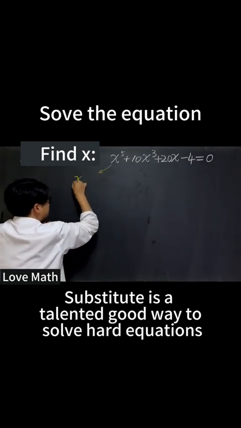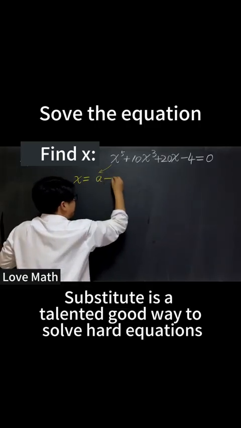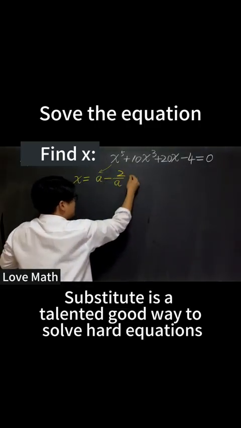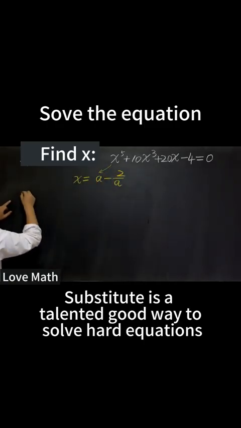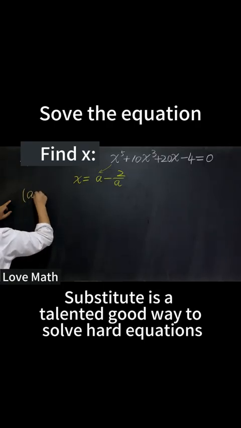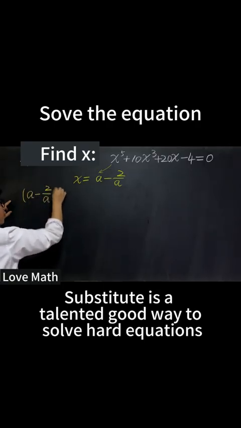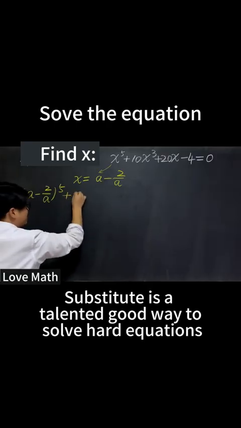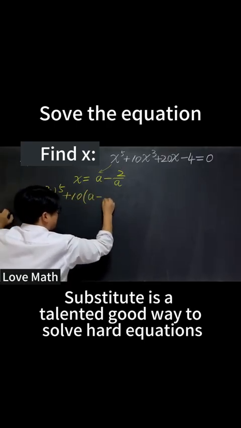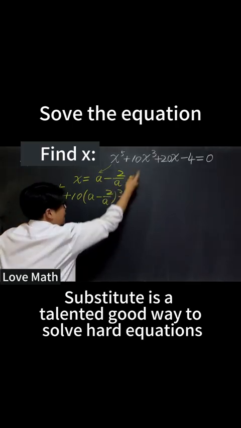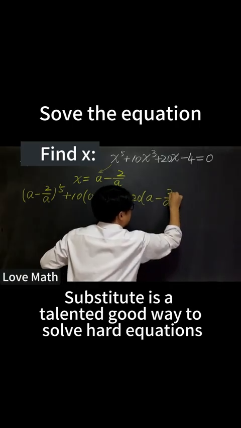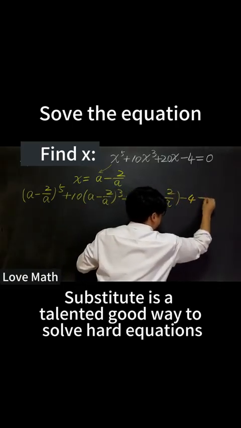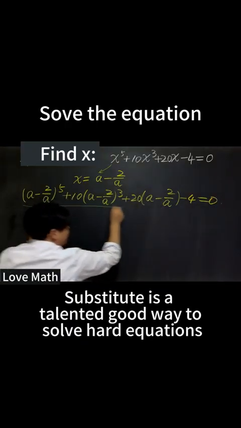He made an assumption. He assumed x equals (a minus 2) divided by a, and then substituted (a minus 2) over a into the equation. What kind of equation did he get? He got an equation in terms of ((a minus 2) over a) to the fifth power plus 10 times ((a minus 2) over a) to the third power, substituted in, plus 20 times (a minus 2) over a, minus 4 equals 0. In the end, he transformed the equation into this form.